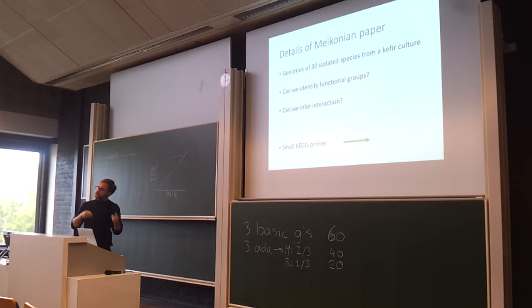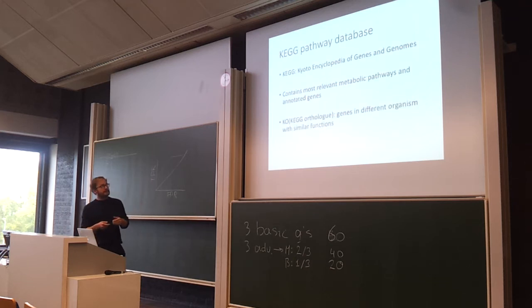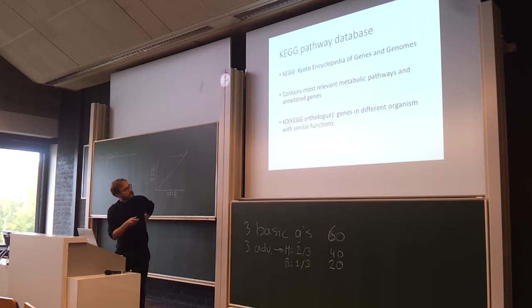And before we go into the data, we need a small primer of KEGG. Has anybody of you heard of KEGG before? Yeah. So it's also a very nice database. Most people use it for pathways. It also has more information. But so the abbreviation is actually Kyoto Encyclopedia of Genes and Genomes. Also didn't know that before yesterday. Yeah, it really contains all the relevant pathways and annotated genes.